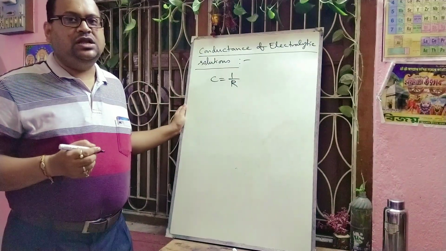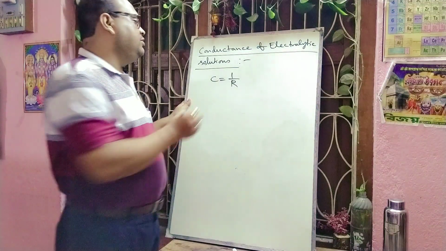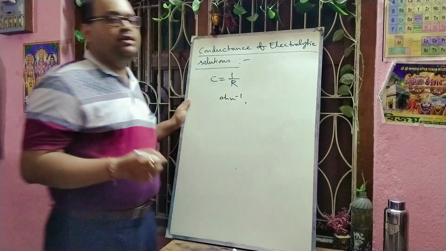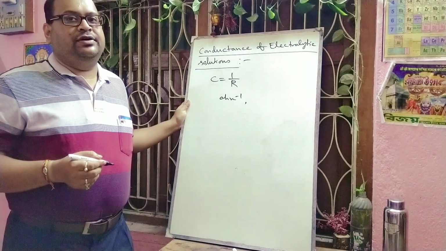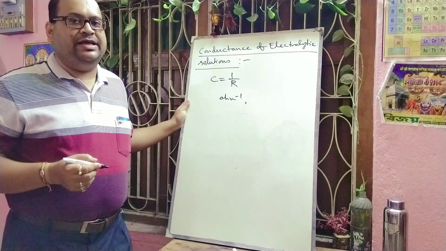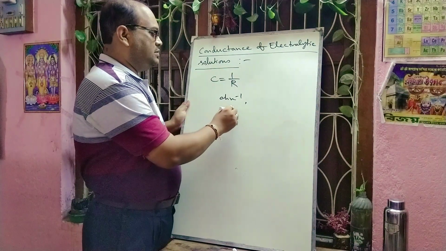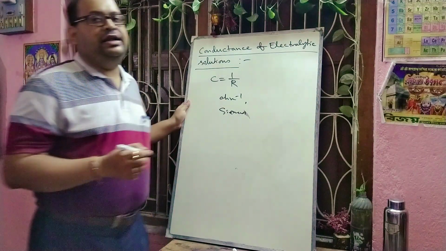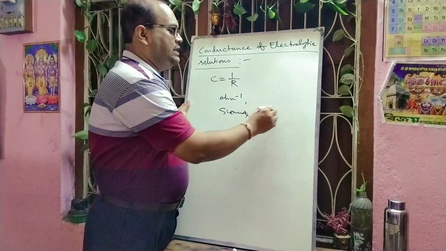Now what will be the unit? Definitely its unit will be ohm inverse, or we can also write mho. The SI unit of this C, that means conductance, is called Siemens. So the SI unit will be Siemens. It is generally represented by the capital letter S.